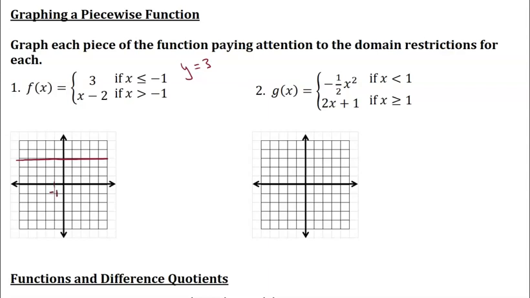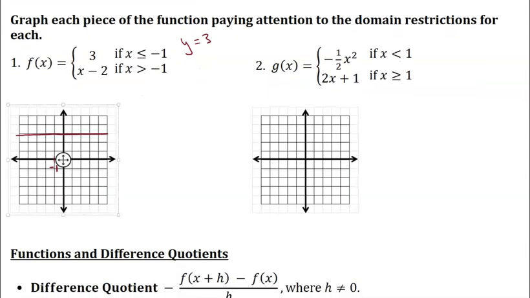I do need to put increments on here in case I was counting by 2s or something. Okay, and so I'm going to start with, and I do have a closed circle because that point is included, and then I only graph this side of the line y equals 3, okay? And then to the right of negative 1, so starting from negative 1 but not including that, we're going to use an open circle, I have the line y equals x minus 2, okay?